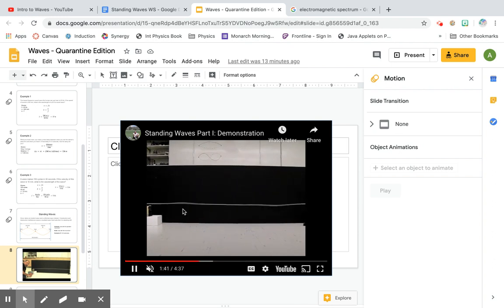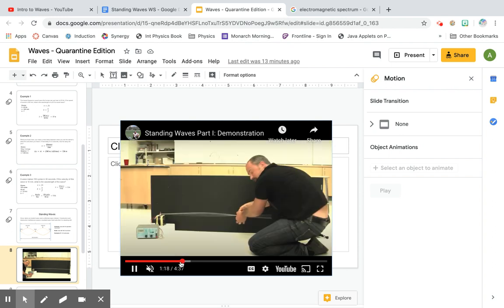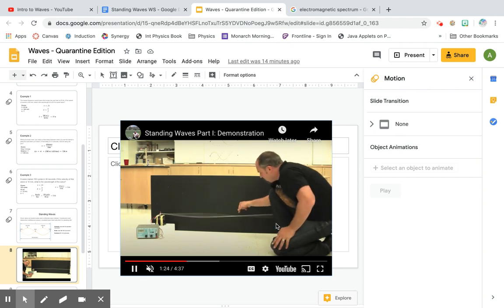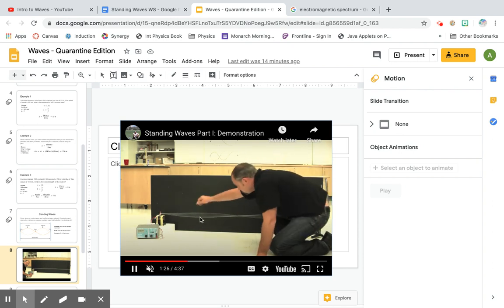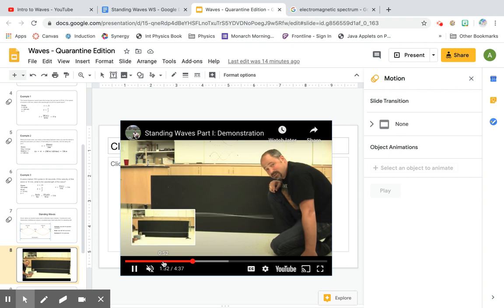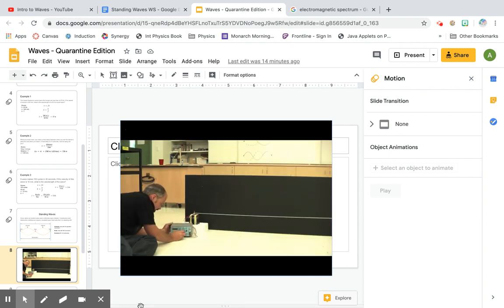So you can see here's the second harmonic also. Let's see if he did the first harmonic. Oh, that was in slow motion. Okay, so this is how fast he has to go in order to make this standing wave. Notice how there's an antinode here, there's a node here, there's an antinode here. So that's going to be the second harmonic. I don't know if he did the first. That's the second harmonic.